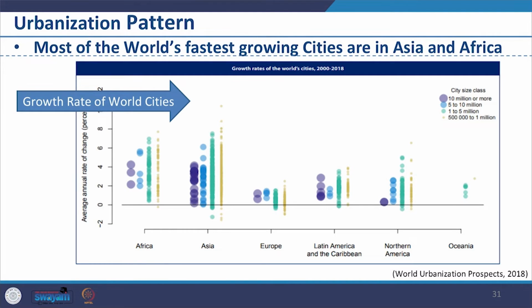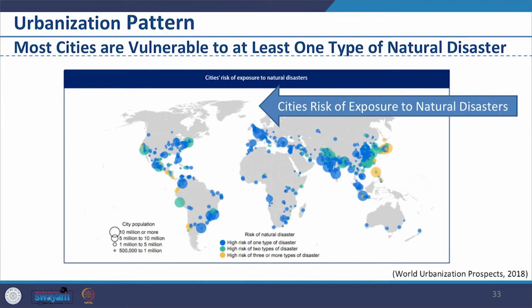We see that most of the world's fastest growing cities are in Asia and Africa. We also see that most of the cities are vulnerable to at least one type of natural disaster. Here we can see the range of disasters which can happen to the cities.